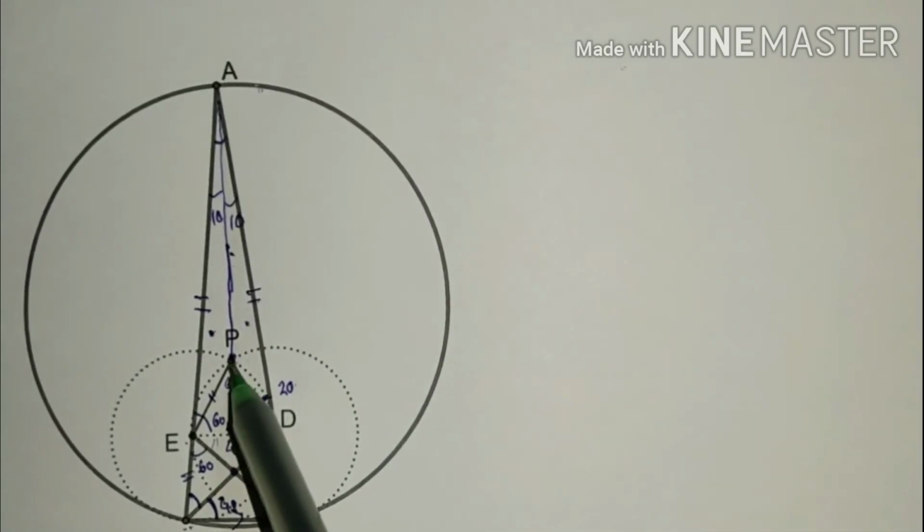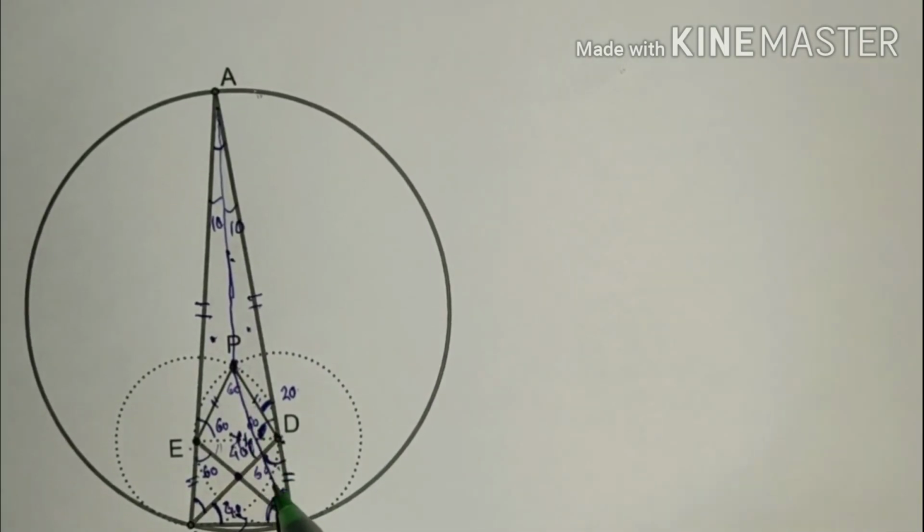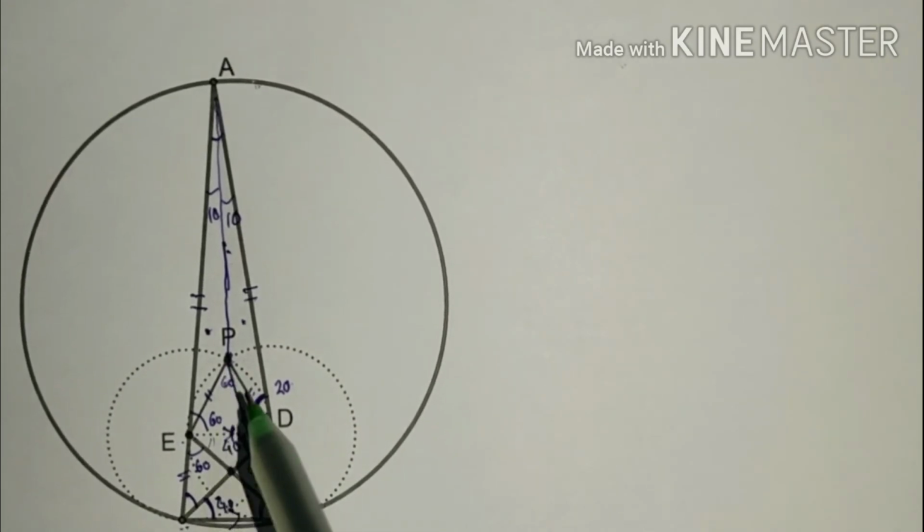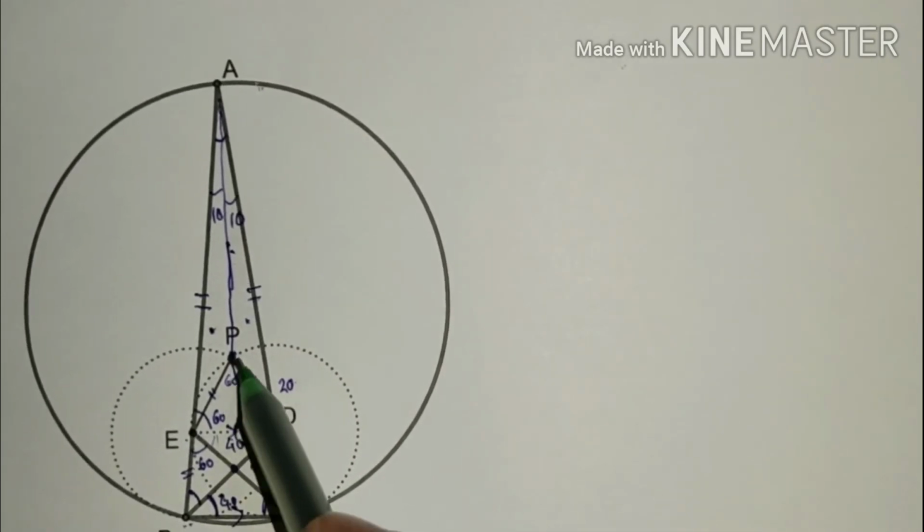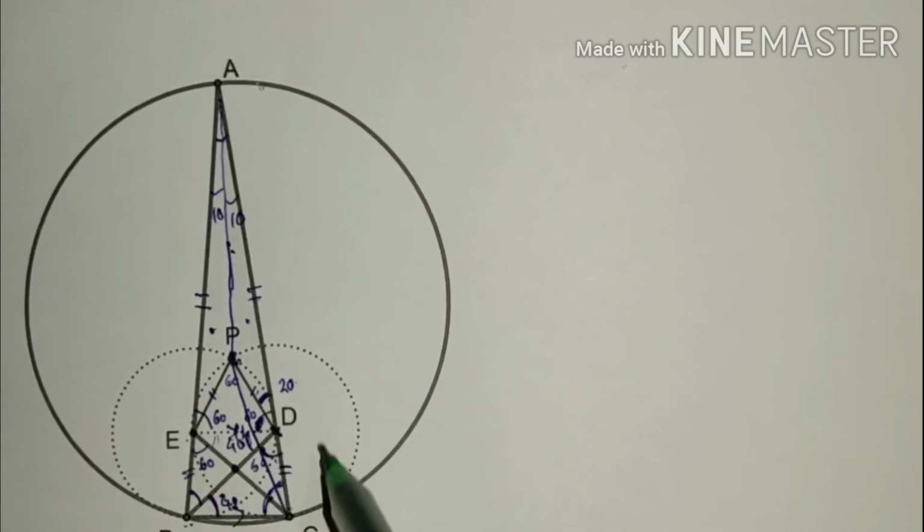Now join PC. So PD is equal to DC because D is the center of this circle and DP and DC are radii, so these two are equal. But this is 20 degrees, so this angle will be 10 and this angle will be also 10 because of the exterior angle property. This is equal to the sum of the two remote interior angles, so 10 and 10. So this angle is equal to 10 degrees.